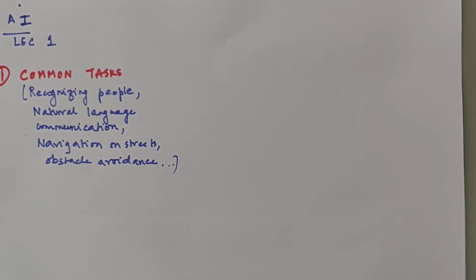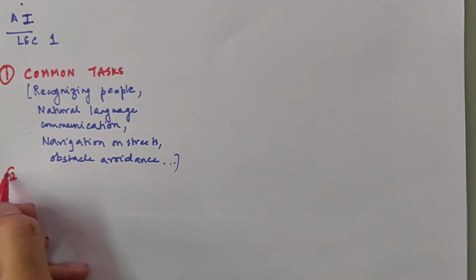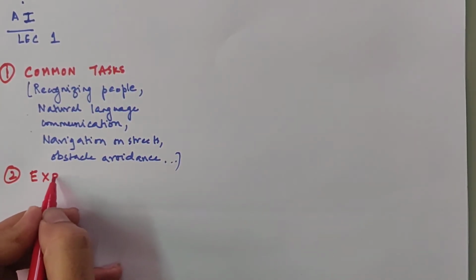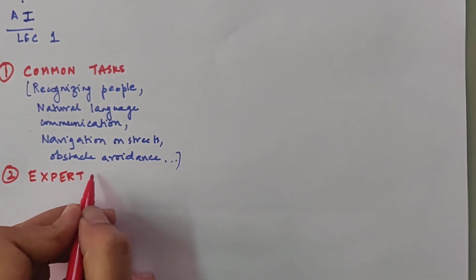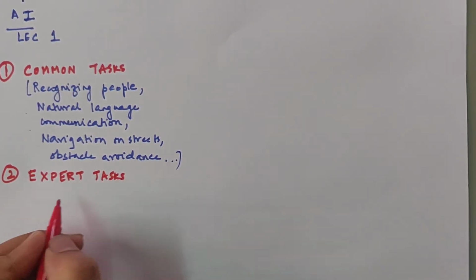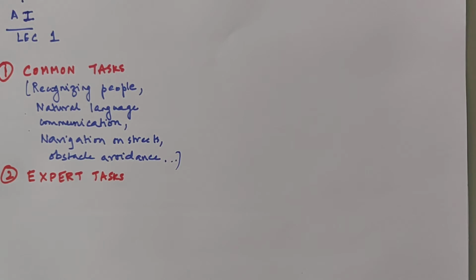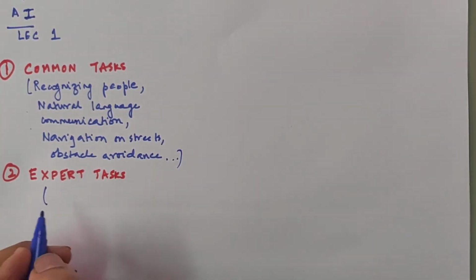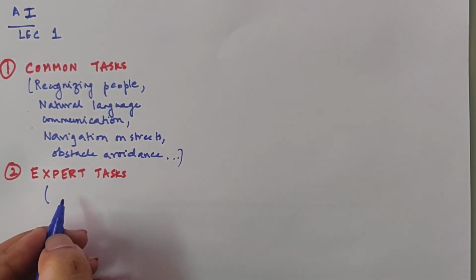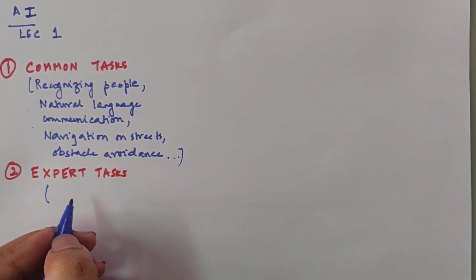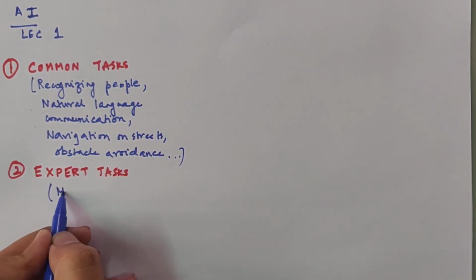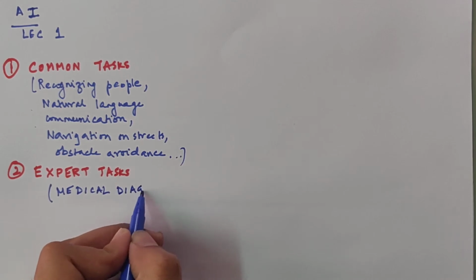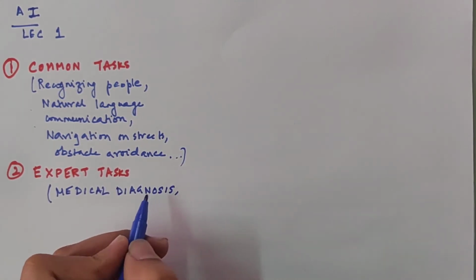The other type of tasks that we talk about are called the expert tasks. And what are the examples of expert tasks? For example, when you get ill, you go to an expert. He is a doctor. So, medical diagnosis is an expert task.